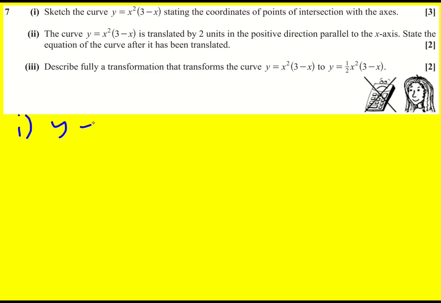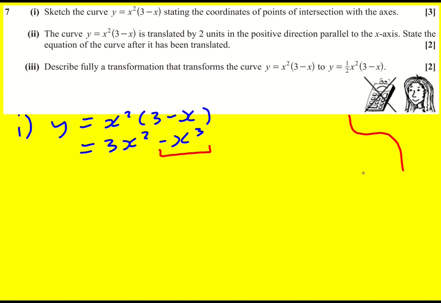We're asked to sketch the curve y equals x squared (3 minus x) in this question. Now, if we were to expand this out, we'd get 3x squared minus x cubed. And the leading term, the one with the highest power, is this x cubed, but it's minus x cubed. This is a cubic function, and they look like this or like this. So let's bear that in mind.